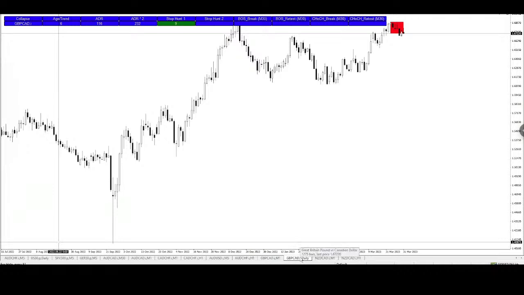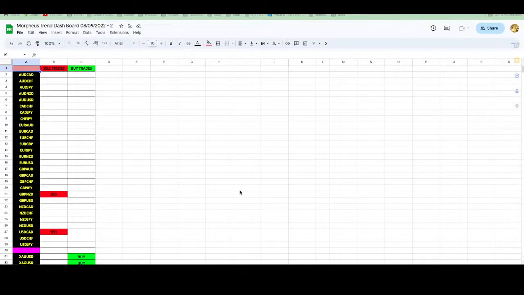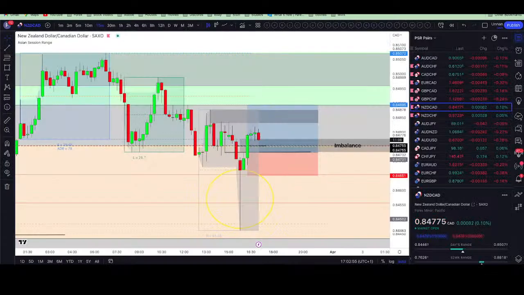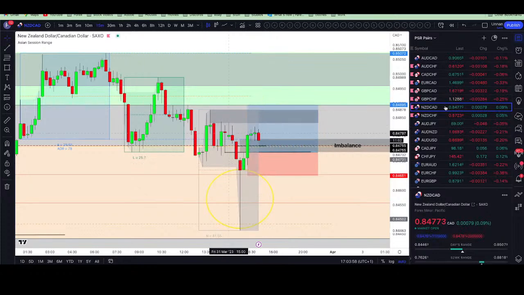So yeah, I don't know if NZD CAD will hold, but good luck, guys and girls. I shall see you later. Yeah, look at the rejection that we're getting off of that level. So I'll see ya.